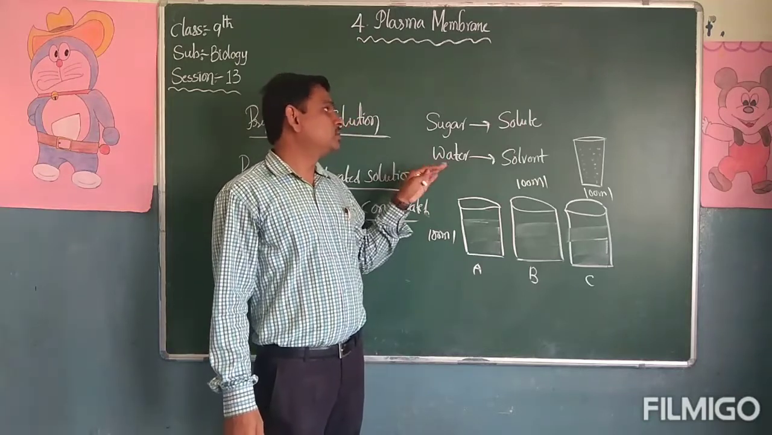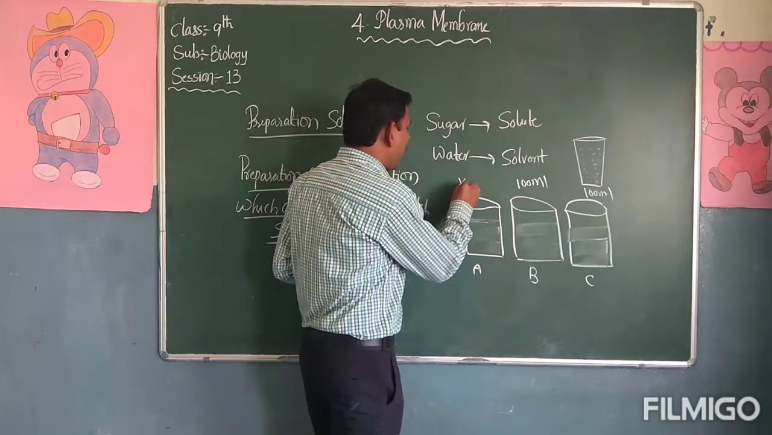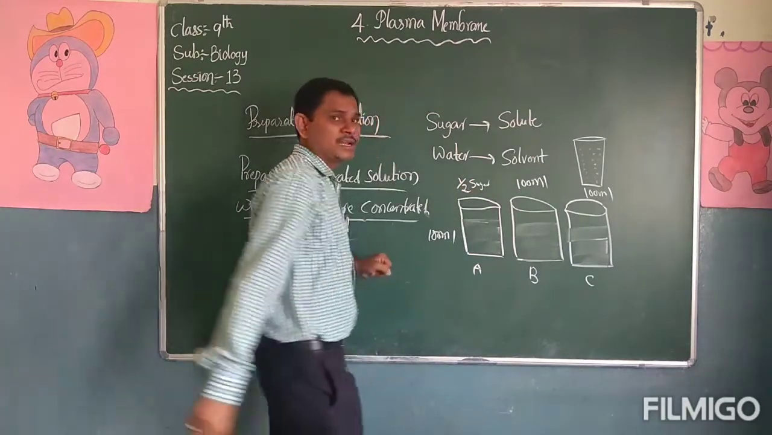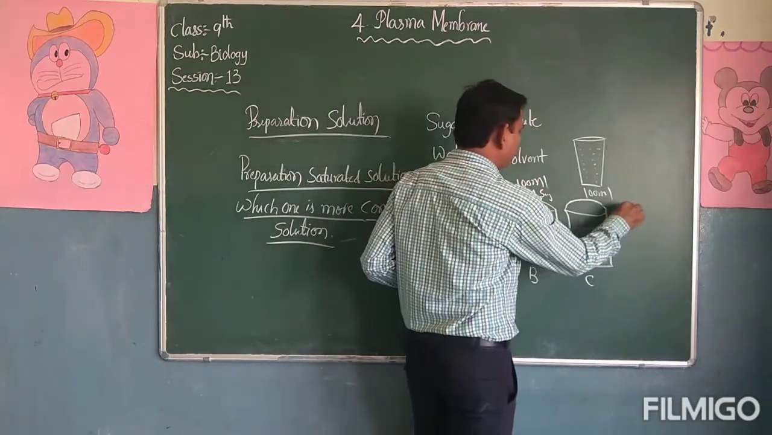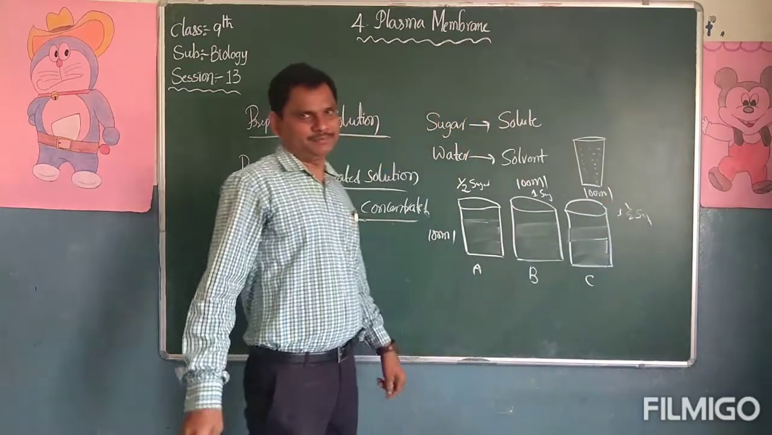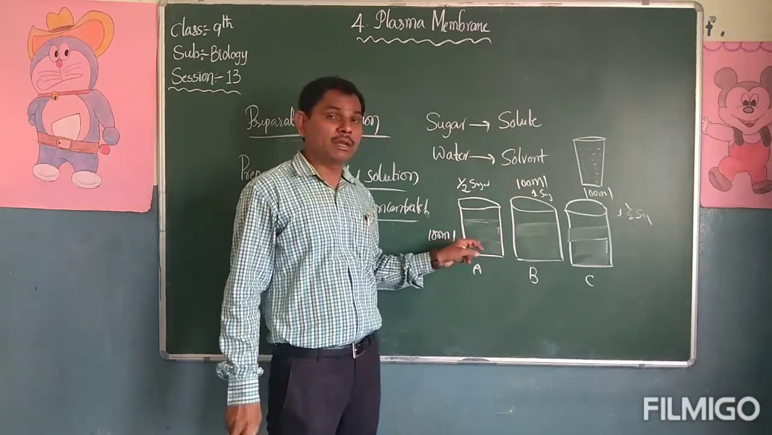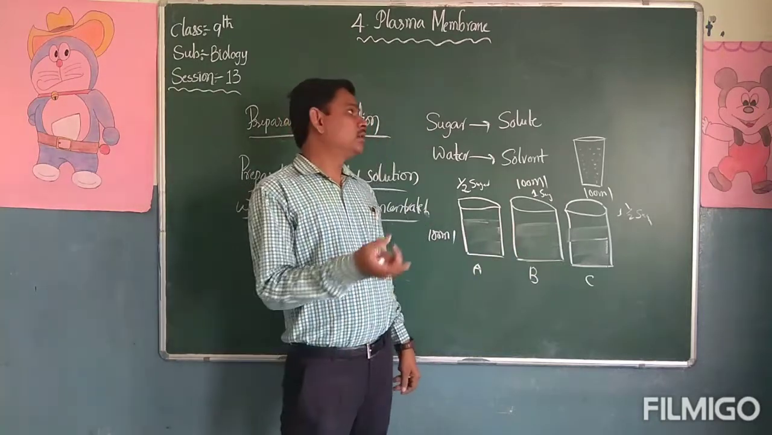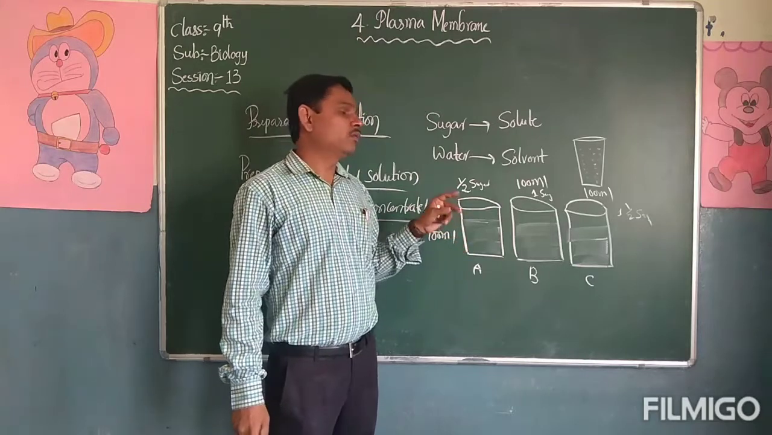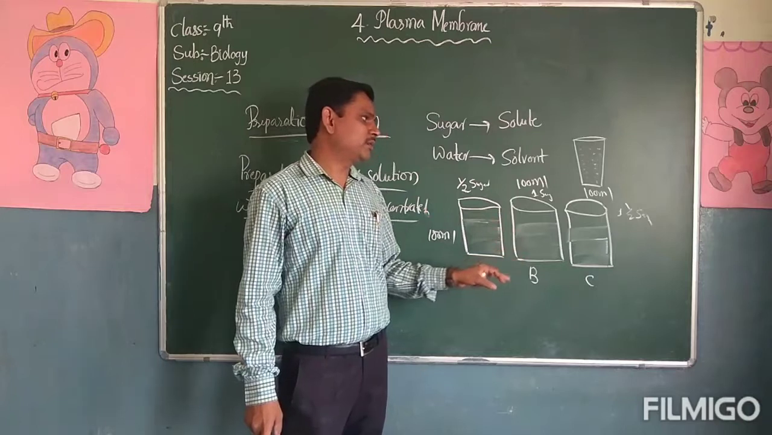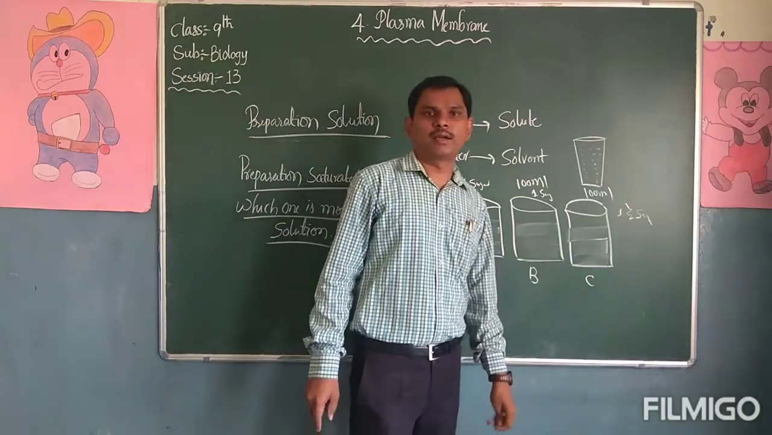Now we are adding solute at different levels. We are adding half a teaspoon of sugar into the first beaker, 1 teaspoon of sugar into the second beaker, and 1.5 teaspoons of sugar into the third beaker, that is the C beaker. Remember that the solvent is the same.